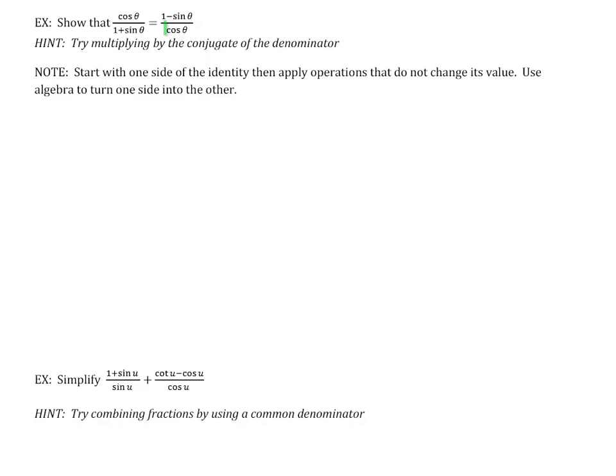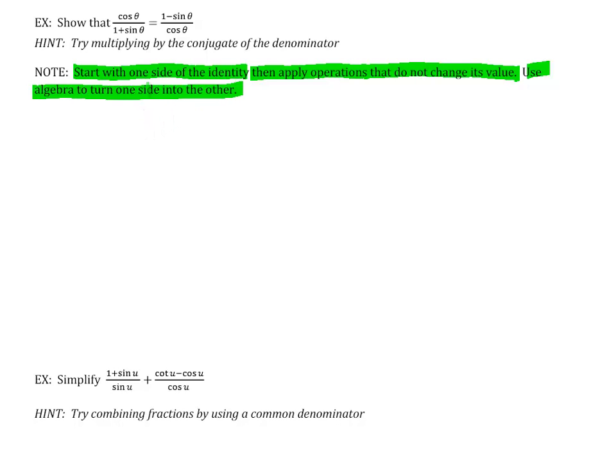Well, the strategy for showing something like this is to always start with one side of the identity and then apply some operations that don't change its value. And then we're going to use that use of algebra to turn one side of the equation into the other. So we're going to start with one side, maybe this side, and try to turn it into the other side. And I've given you a hint here. In fact, what you're going to see in this lecture is several suggestions of operations to try to see if you can manipulate one side into the other.